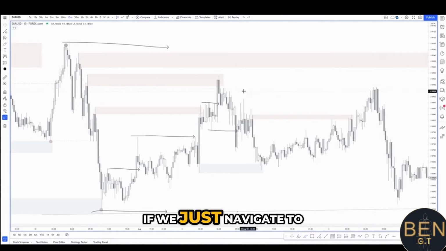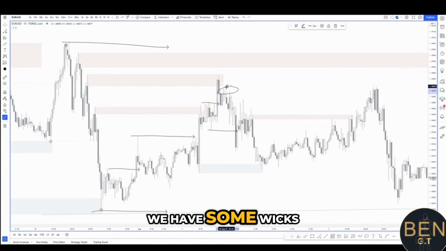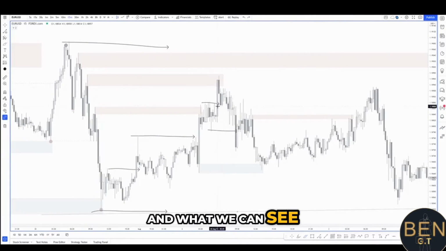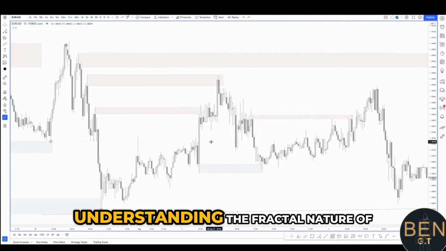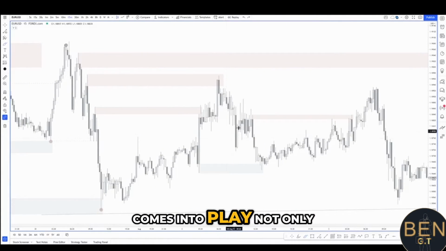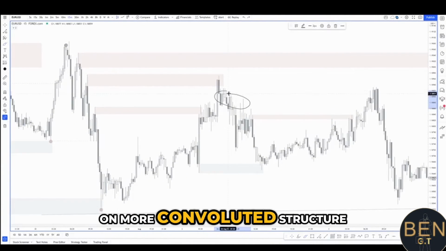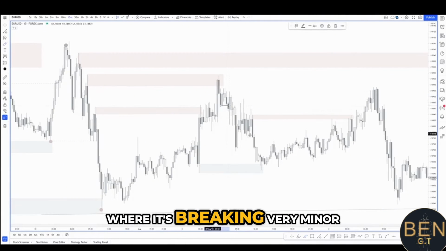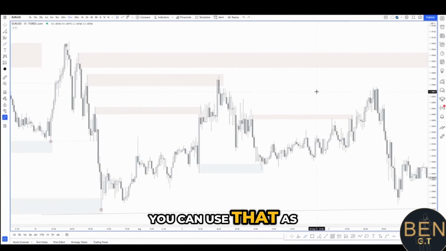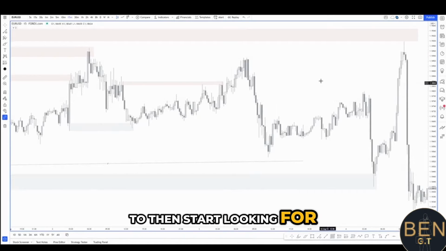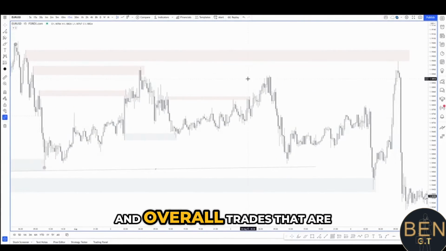And what we can see if we just navigate to the left, what do we have here? We have some wicks. And what we can see is we do break structure with those wicks. It's a little bit more lower time frame again. And this is where sometimes understanding the fractal nature of the markets comes into play. Not only that though, you don't have to trade that initial reaction on more convoluted structure where it's breaking very minor structure.